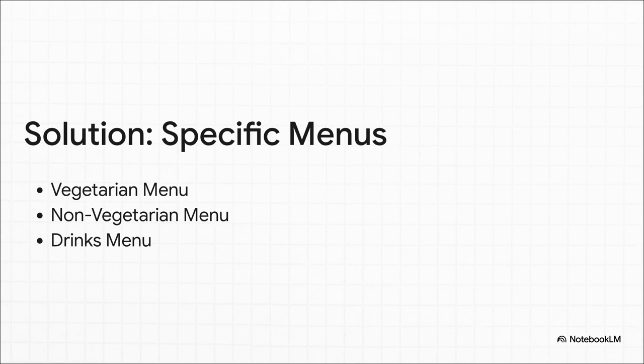Separate menus: a vegetarian menu, a non-vegetarian menu, a drinks menu. In code, it's the exact same idea. We create smaller, more focused interfaces. That way, our classes only have to care about the menu that's actually relevant to them. It's just so much cleaner.